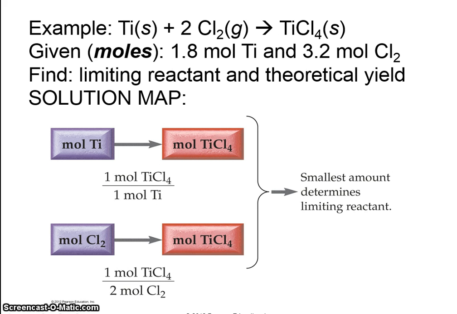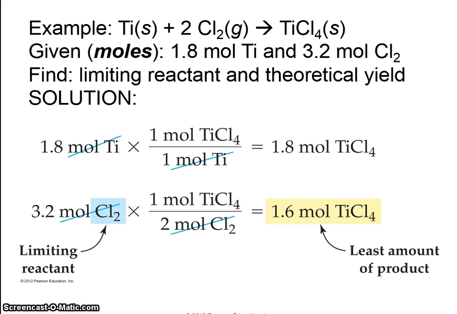So let's look at an example of titanium combined with chlorine gas to make titanium tetrachloride. If we're given 1.8 moles of titanium and 3.2 moles of chlorine gas, let's determine what the limiting reactant is and the theoretical yield. Here we know that 1 mole of titanium will make 1 mole of titanium chloride. So we have that relationship in the top solution map. And in the bottom solution map, we know that 2 moles of chlorine gas will form 1 mole of titanium chloride.